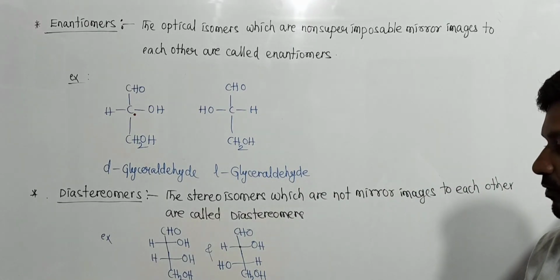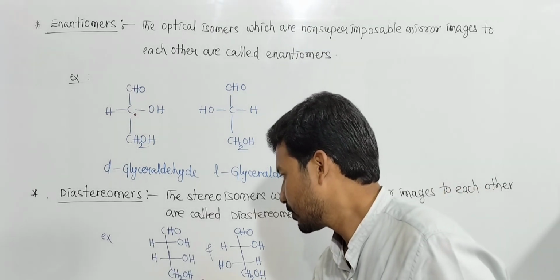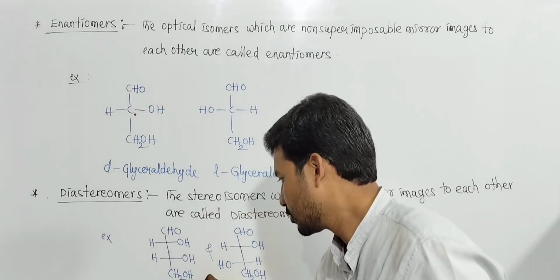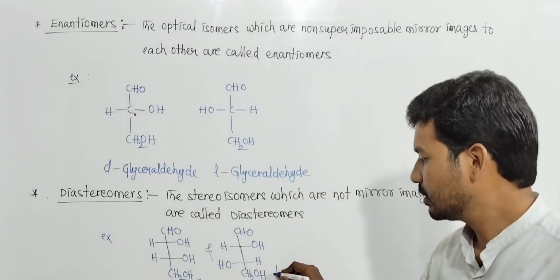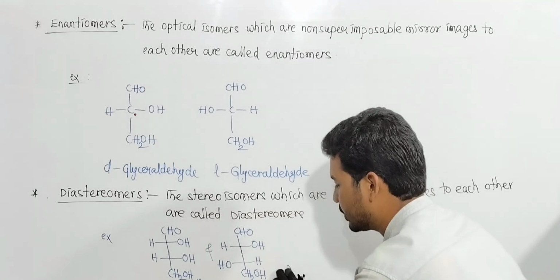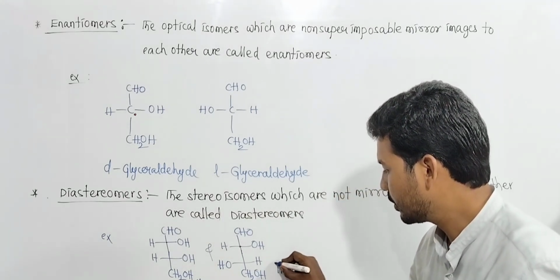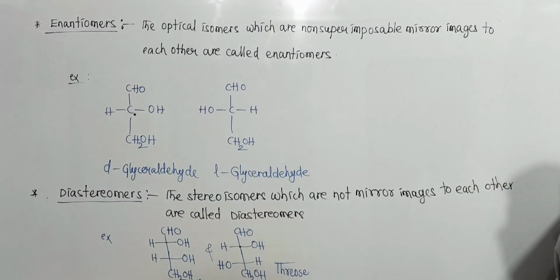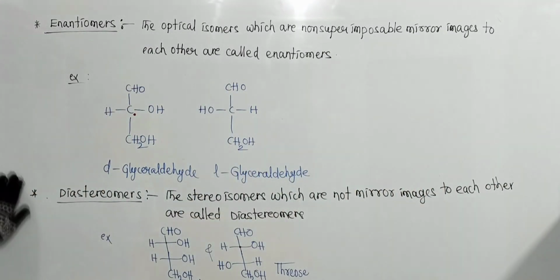Erythrose and threose. Erythrose and threose are diastereomers. First molecule is erythrose. Second molecule is threose. Erythrose and threose are diastereomers. Okay. Next, meso compounds. Next term, meso compounds.